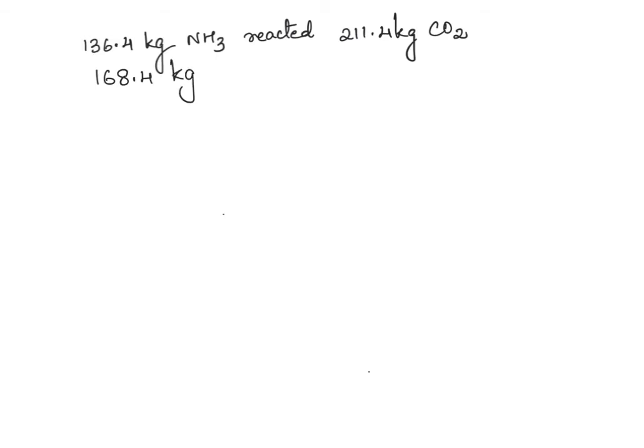So we move on to the second part of the question. What's the second part of the question? The second part of the question says, when 136.4 kilograms of ammonia reacted with 211.4 kilograms of carbon dioxide, 168.4 kilograms of urea was obtained, or was formed, or was produced.